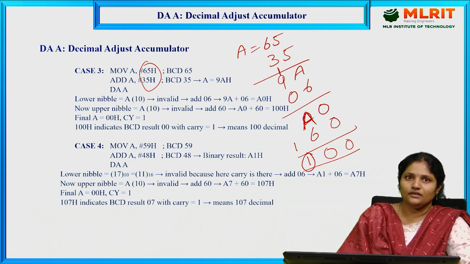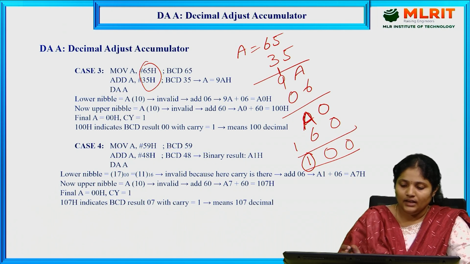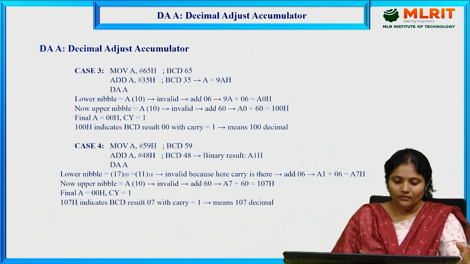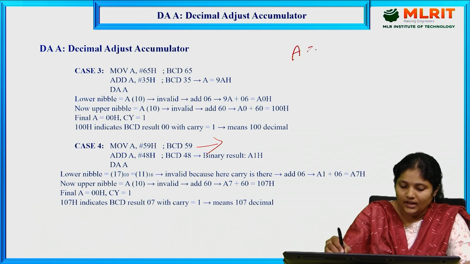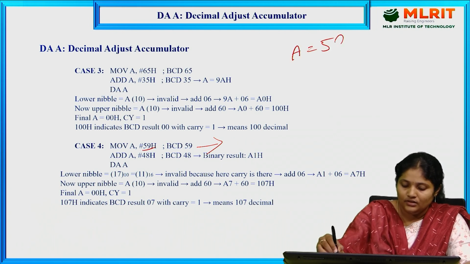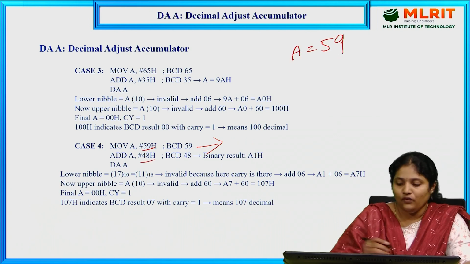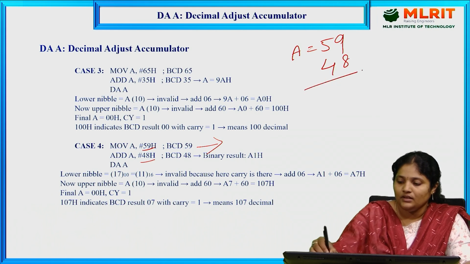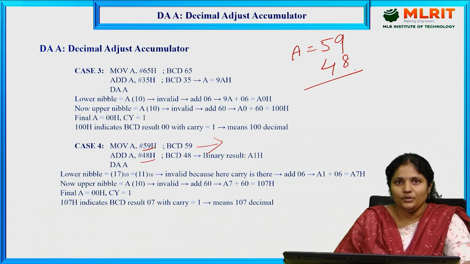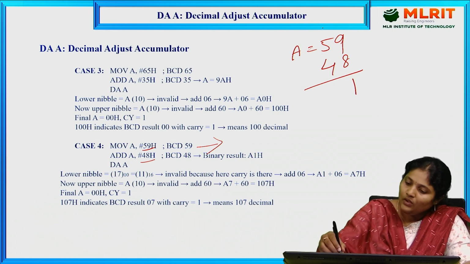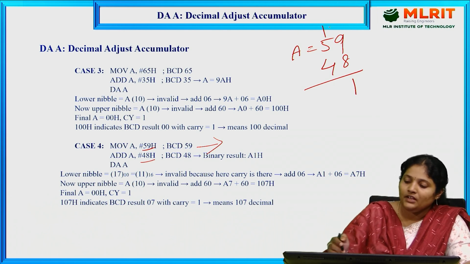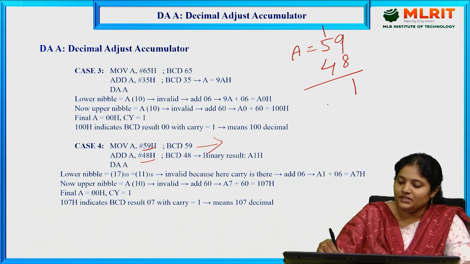Let's go for the fourth case. So here the number is BCD. A is having 59. So now we are adding A with 48. Okay. So now 9 plus 8, how much? 17. So how will we represent 17 in hexadecimal? 1, 1, right? Now 5 plus 4, 9, 9 plus 1, 10, 10 will be represented as A.